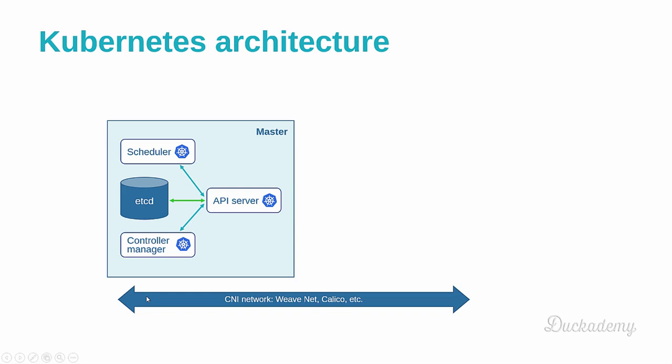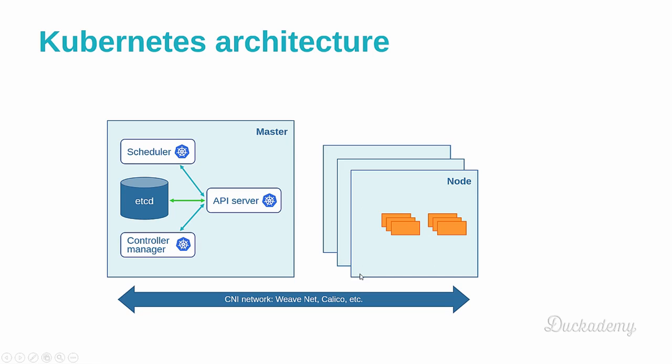Then you will set up and use a CNI network provider to provide the virtual network for your applications. Then you will have nodes. In Kubernetes, we call them worker nodes. And the worker nodes will host 2 Kubernetes components. The kubelet, this is the main component on a Kubernetes node, because the kubelet will talk to the API server.